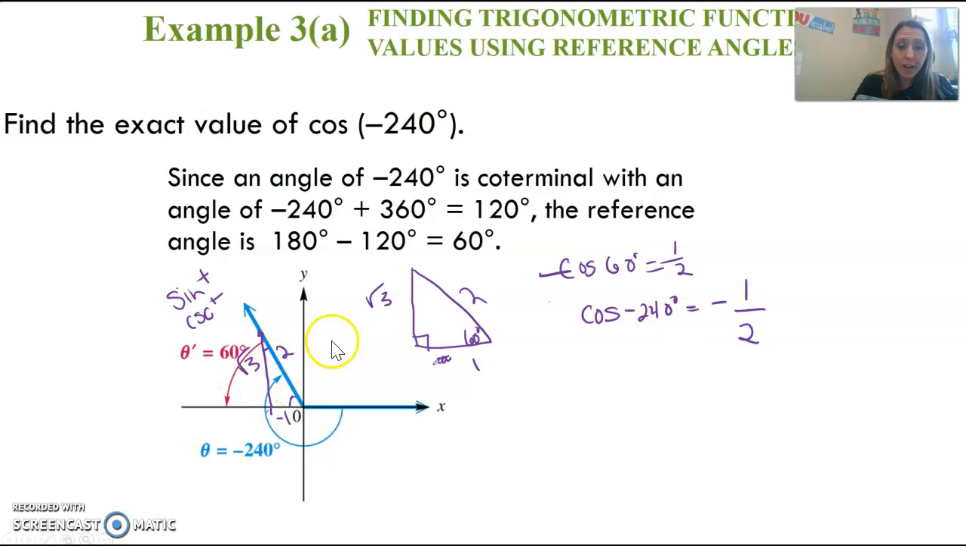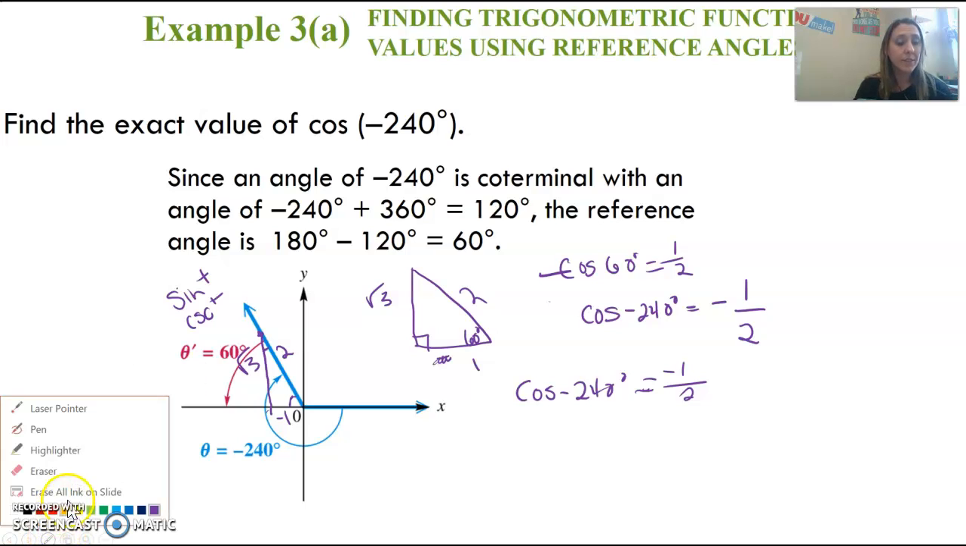We can create the triangle and use it here. If we use the triangle that's on the coordinate plane, we would have gotten that the cosine of this, and we could still say negative 240 since we're using the terminal side, would be equal to negative 1 over 2, which is right here. So either way, that works.